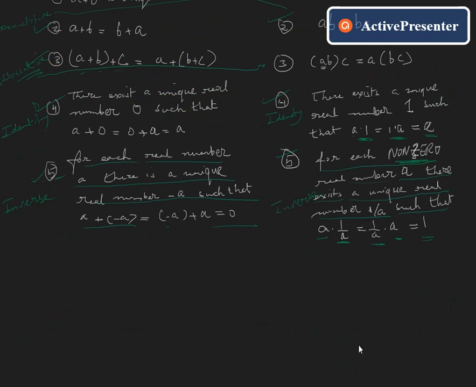Now there is a property that is common between addition and multiplication. That is, if A, B, and C are real numbers, then A multiplied by (B plus C) equals A multiplied by B plus A multiplied by C. This is called the distributive property. It is common between multiplication and addition.